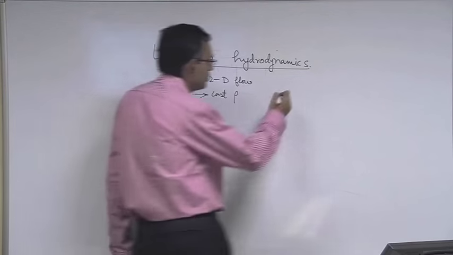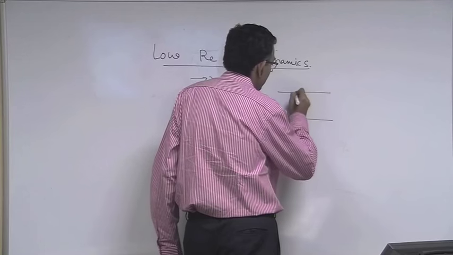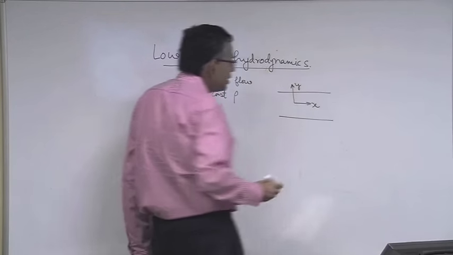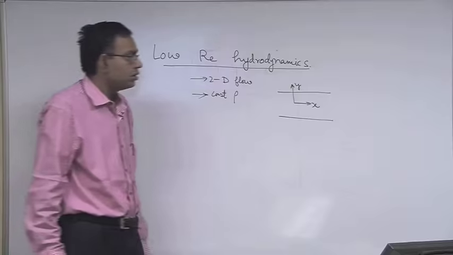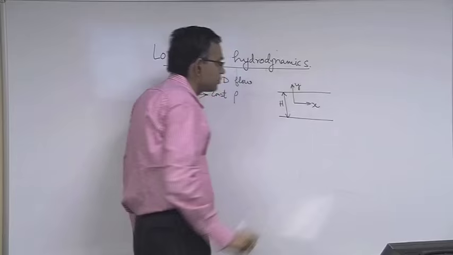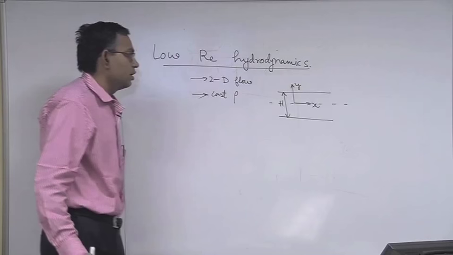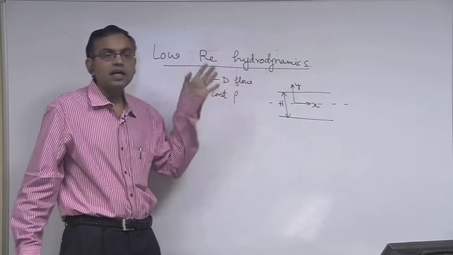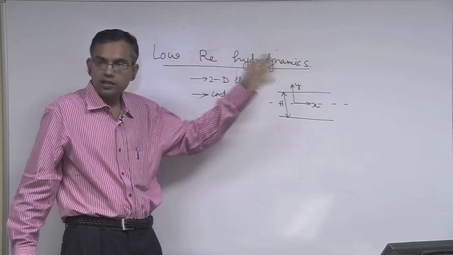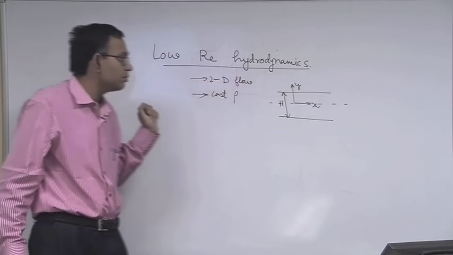And let us assume that you have a parallel plate channel with a height of h, this is the center line, and the x and y axes are laid like this. In the z direction the channel is very large in dimension. So, that does not come into the picture in the analysis, it makes it a two dimensional problem.